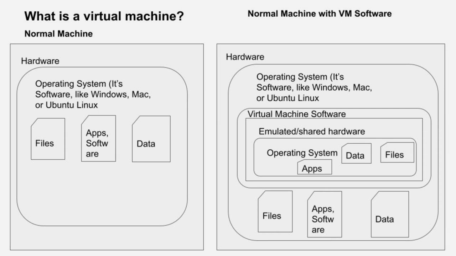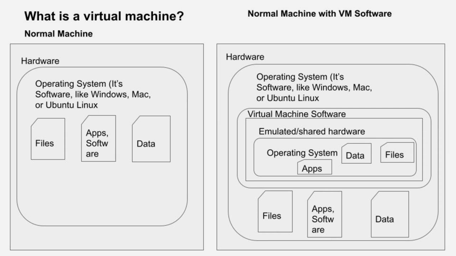Then you have an operating system. It's the curved box inside. And that is representative of software or an operating system. The operating system is like Linux or Windows or Mac. So it's actually separate from the hardware. Some people get this a little bit confused. That's why this slide is here.